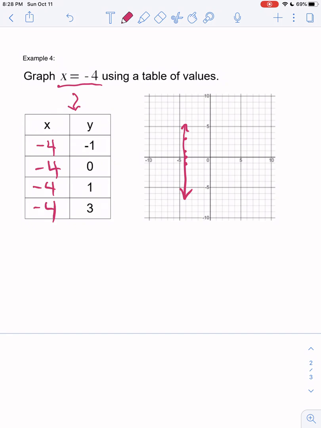And so now you can see what x equals would look like. If you see the equation x equals, in this case it's negative 4, it's going to be a vertical line. It's going to go through the x-axis. In this case, it's going to go through at negative 4. Please try the practice problems.